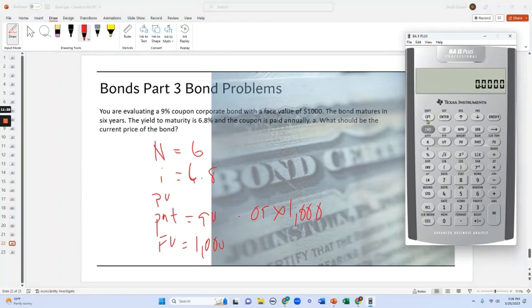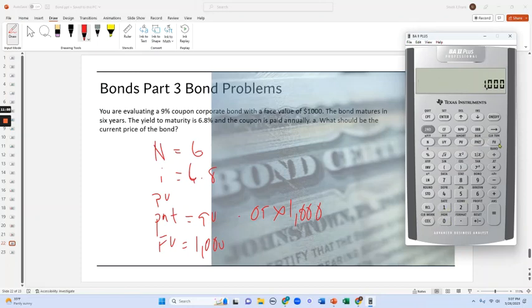So I'm just going to clear the screen there. Clearing the time value money function. I'll clear that a couple of times. We have the N is equal to 6. We have 6.8 for the yield, the market requirement out there, as the I. We have $90 as the payment. And we have $1,000 future value.